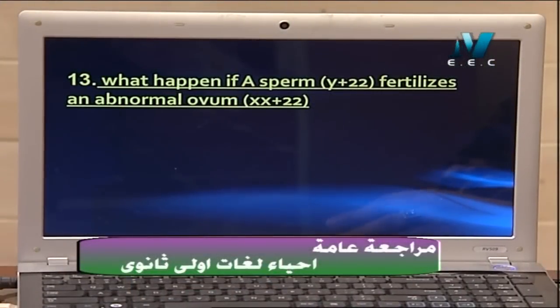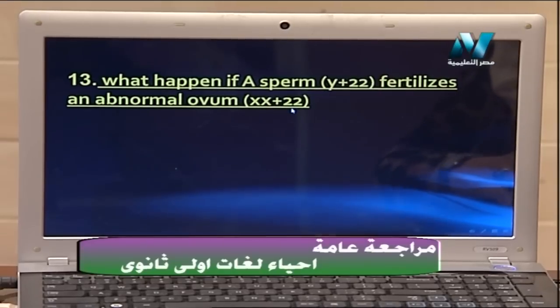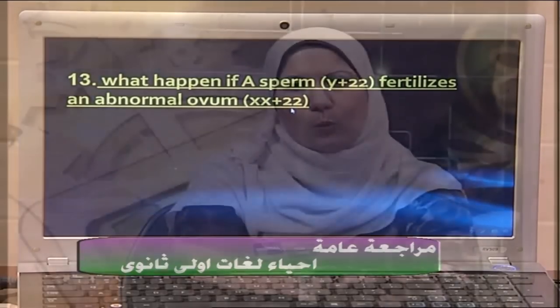13. What happens if a sperm 22 plus Y fertilized an abnormal ovum containing 22 plus XX? When I talk here about abnormal ovum, a normal ovum contains 22 plus X, this one possibility, 22 plus X. This is a normal ovum. Normal sperm has two probabilities, maybe 22 plus X or 22 plus Y.